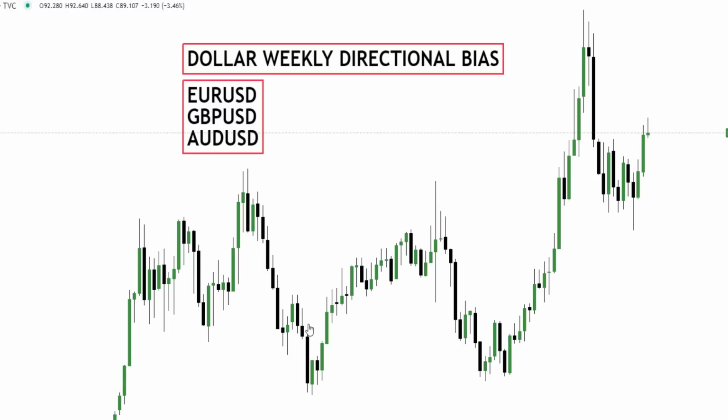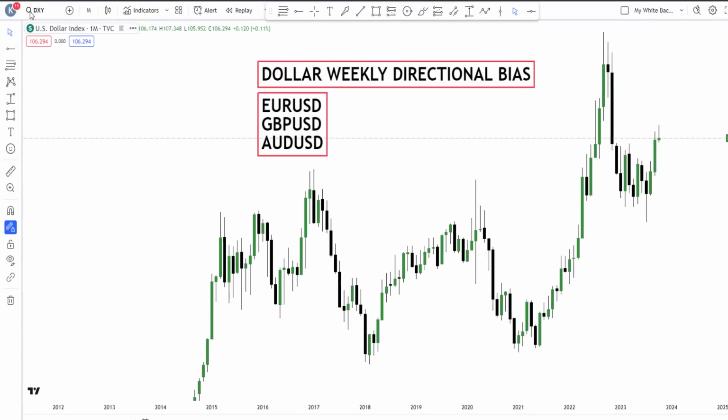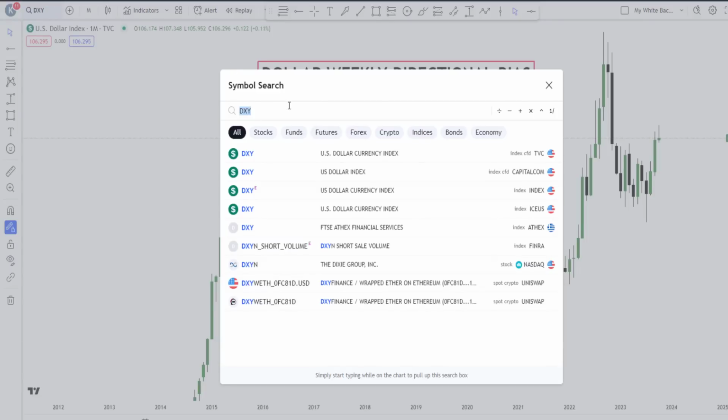Just a very quick one right here. In this video, we'll be determining the weekly directional bias of the dollar, so we'll know exactly what other foreign currencies will be doing. Now, the dollar index is one of the major instruments that determines the movement of the United States dollar. It measures the strength, the performance of the United States dollar. You can find that on tradingview.com by simply typing DXY. You can actually see it right now.